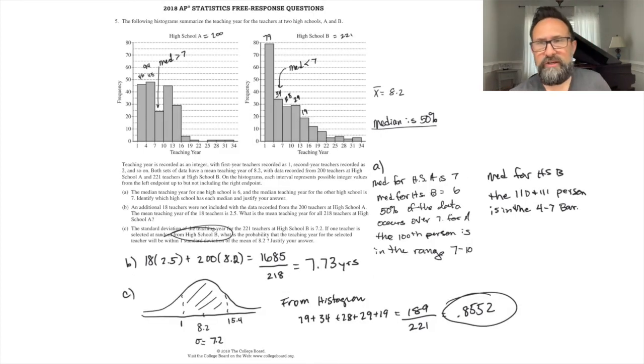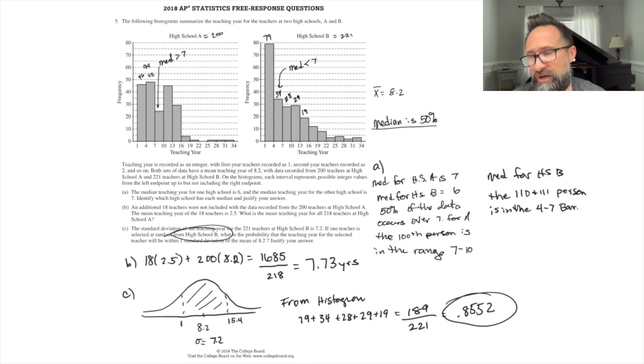Number 5. I think for the most part, A and B on this question were relatively easy. We're talking about just quantitative data and reading charts. If you looked at the 2020 sample test question, this was kind of similar to that. In this example, they told you there are 2 high schools, one with 200 people, one with 221 people. And they wanted to know, if one school's median was 6 and one was 7, which was which.